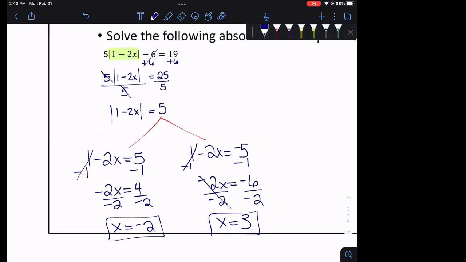So hopefully you got that one correct. A lot of times you won't end up with exact numbers like this. There'll be fractions or decimals.